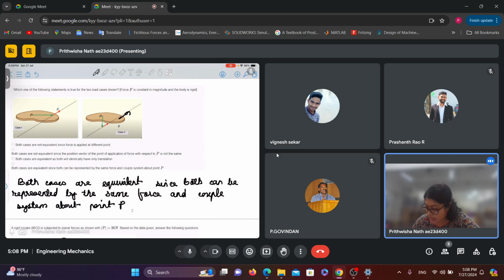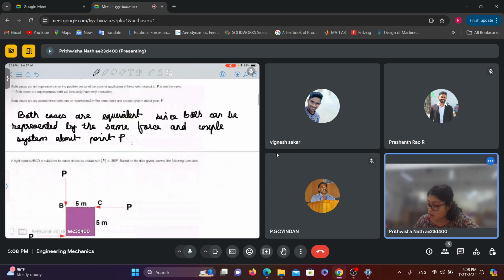I can shift this force along this line of application to this point, the same position as shown in the first case. So I can easily represent it by the same force and couple system about the point P. So option 4 is correct.